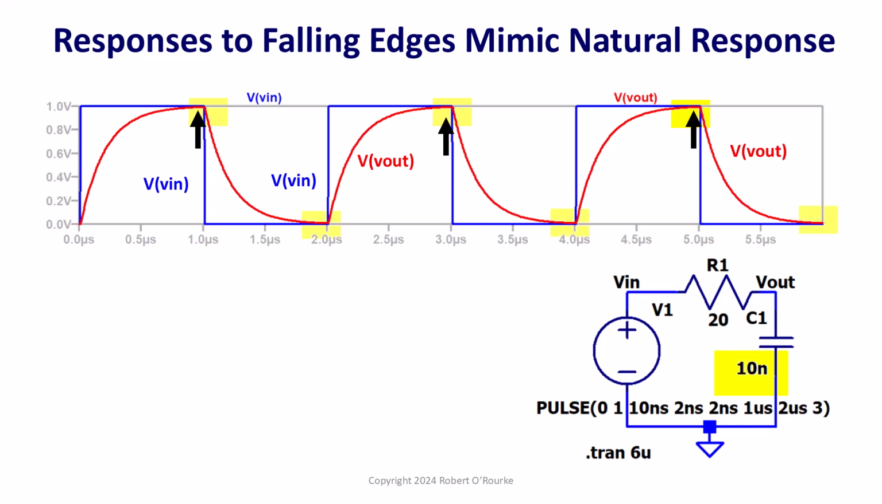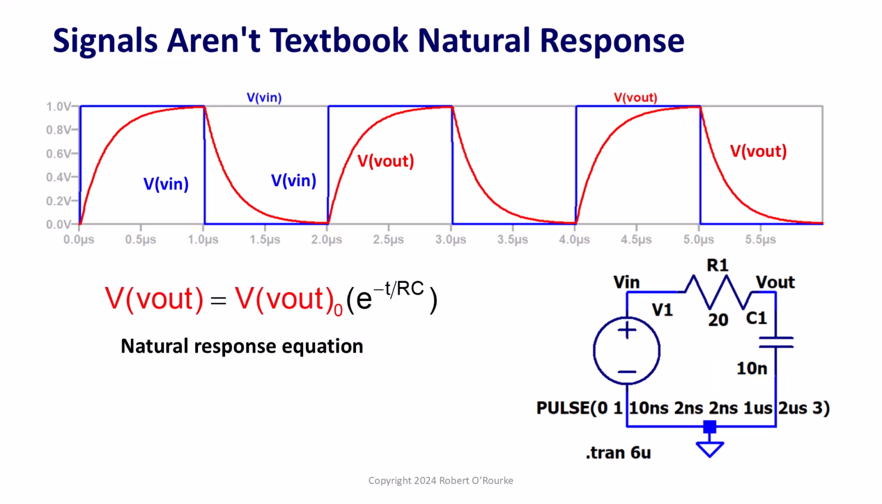With 10 nanofarads of capacitance, vout gets very close to the values of VN before the rising and falling edges of VN. But the signals don't match the formal description of natural response. There isn't an ideal initial condition voltage on the output capacitor with no other inputs. How can we apply a natural response equation to this situation?